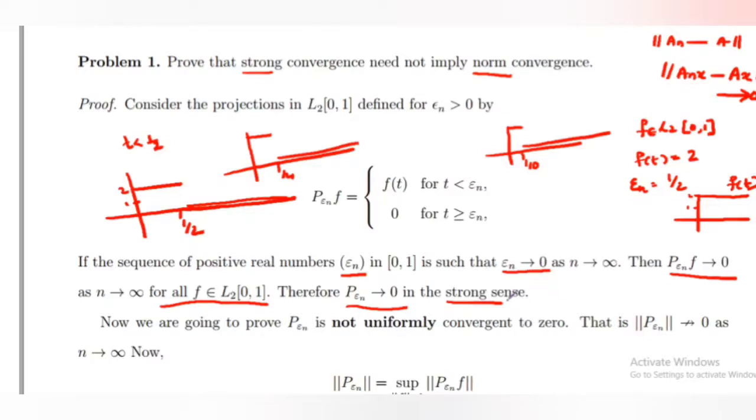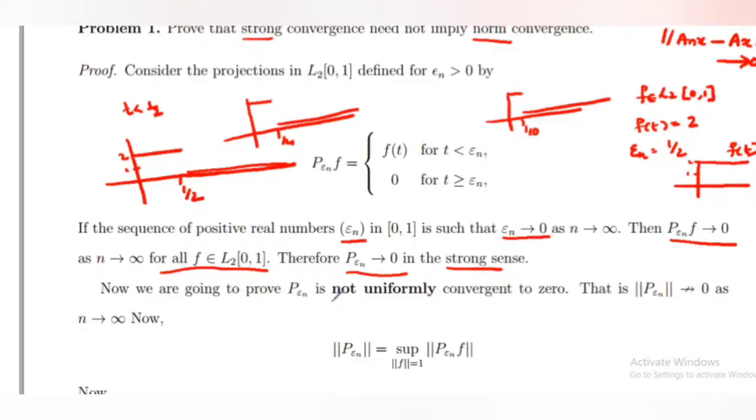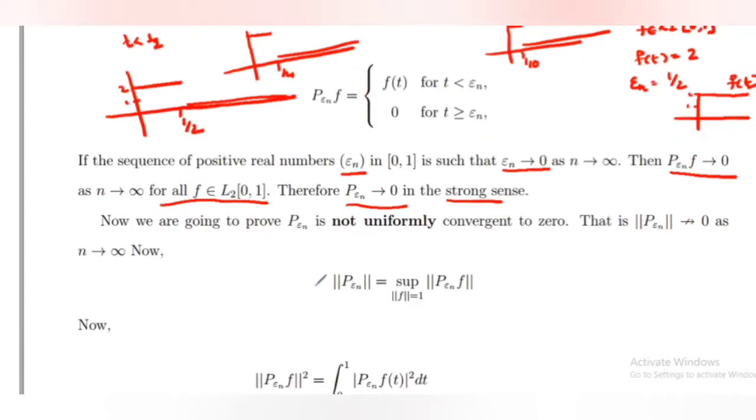Now we are going to prove P epsilon n does not converge uniformly to 0. For proving this, we have to prove the norm of P epsilon n minus 0 does not tend to 0 as n tends to infinity. Now, what is the norm of P epsilon n? This is the supremum over norm of f equal to 1 of the norm of P epsilon n f.